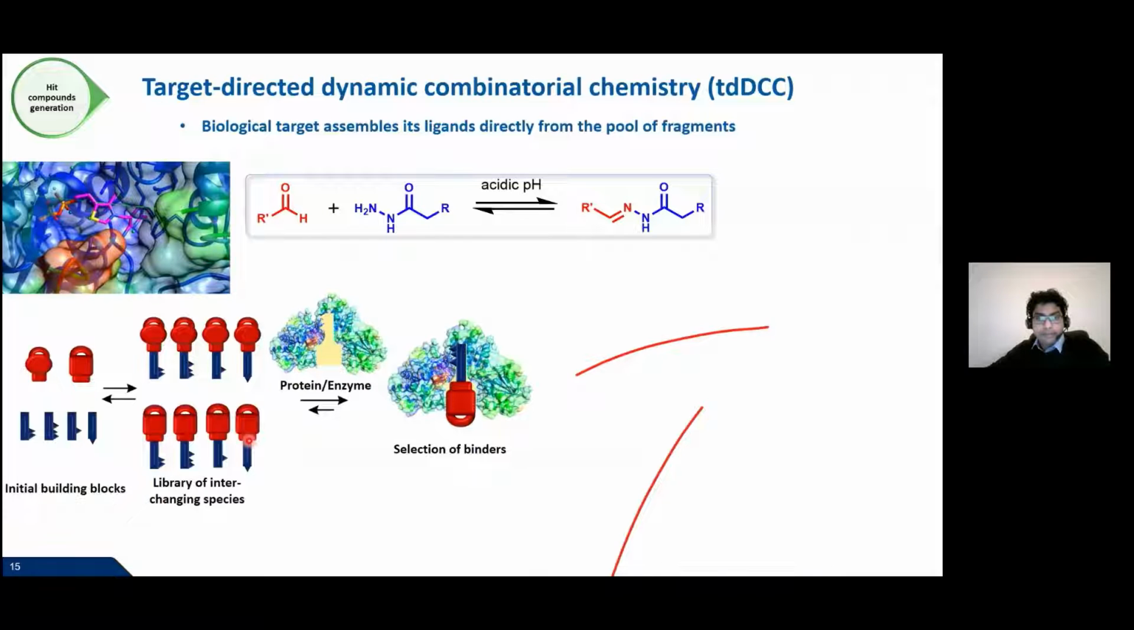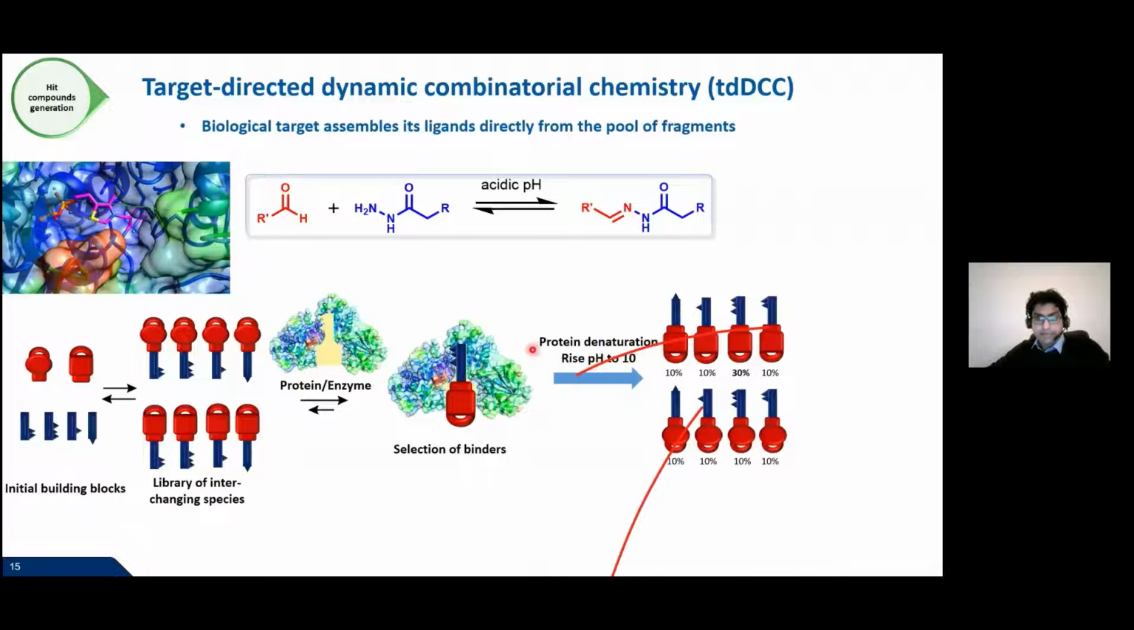And then you quench this reaction. To quench the reaction, we kill this protein, which is called protein denaturation. We raise the pH to 10, a basic pH. In basic pH, this reaction is no more reversible. So whatever you formed here is frozen now. When it's frozen, that means these compounds are final compounds, and they will not go back to the aldehyde and hydrazine. And then you analyze this library.